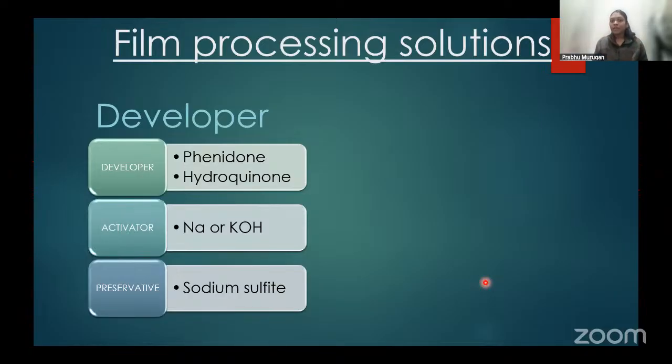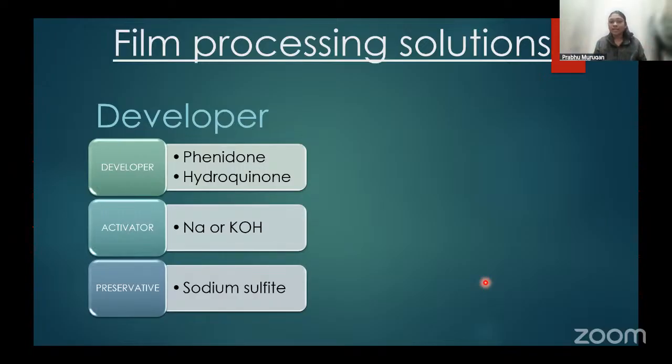So when they leave you inside the dark room, they have two boxes. You don't know which is the developer and which is the fixer. First thing that you can do is a touch test. Just dip your finger inside the developer solution, touch and see. It'll be slightly soapy because it is alkaline in nature.